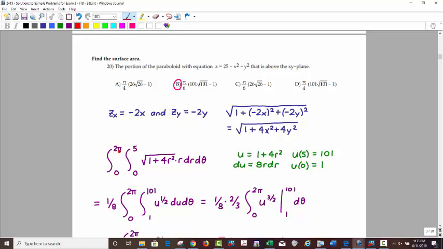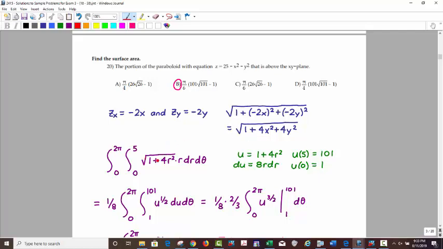Got to be real careful with that, because obviously that can greatly affect your answer. Even if you do everything else right, you have to get the outside limits for theta correct. The r shouldn't be too difficult to get correct. The radius is 5, so it's going to go from 0 to 5. So the square root of 1 plus 4x squared plus 4y squared in polar converts to 1 plus 4r squared, the square root of that.